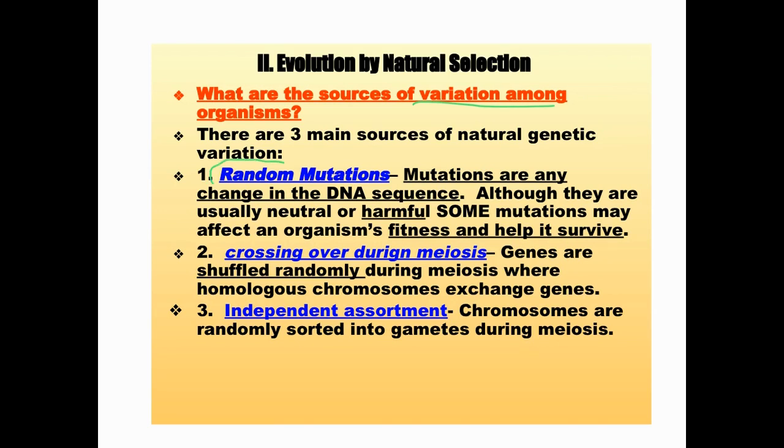The first one, and this is the main source of all variation, is random mutations. Remember, every time your DNA replicates itself, every now and then it makes a mistake. It makes a mistake in the order of A, T, C's, and G's. Well, anytime it makes a mistake, that's a mutation.